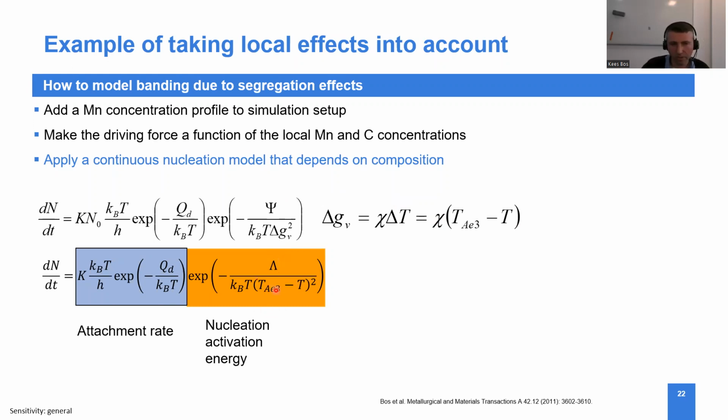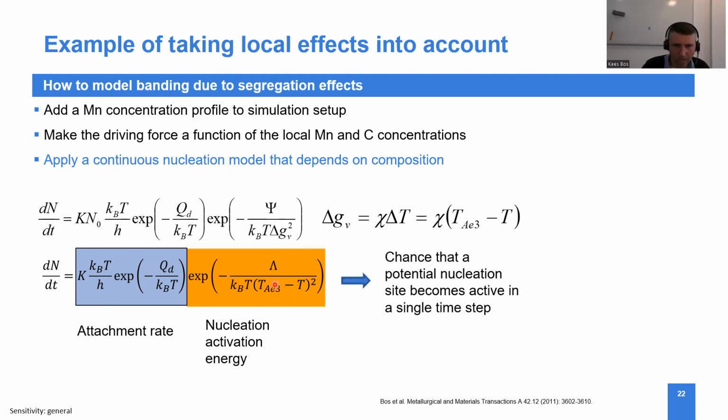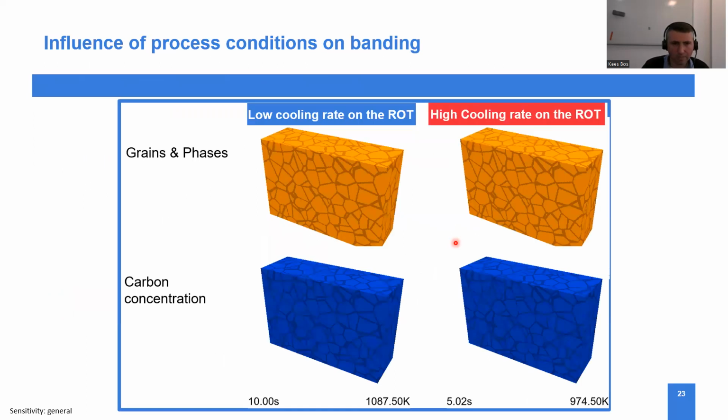And then this A3 temperature is the temperature that takes the local composition into account, which we will mimic by setting a manganese concentration profile. But in essence, you want to have a profile in the A3 temperature. Now, this is a nucleation rate. In the CA model, we interpret that as the chance that a potential nucleation site becomes active in a single time step. And as you will see here, with this model, we can really make interesting predictions.